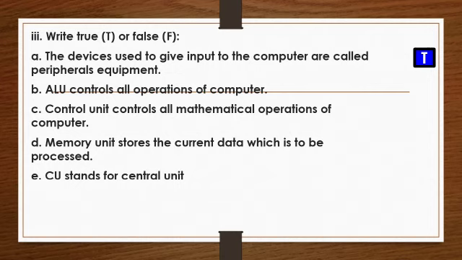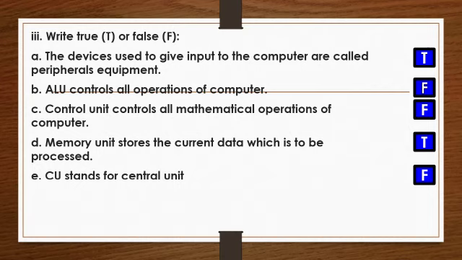B. ALU controls all operations of computer. The answer is F. C. Control unit controls all mathematical operations of computer. The answer is false. D. Memory unit stores the current data which is to be processed. Answer is true. E. CU stands for central unit. The answer is false. Now true or false is finished.